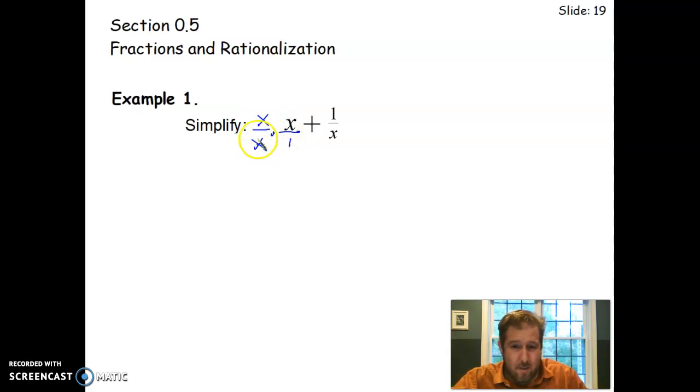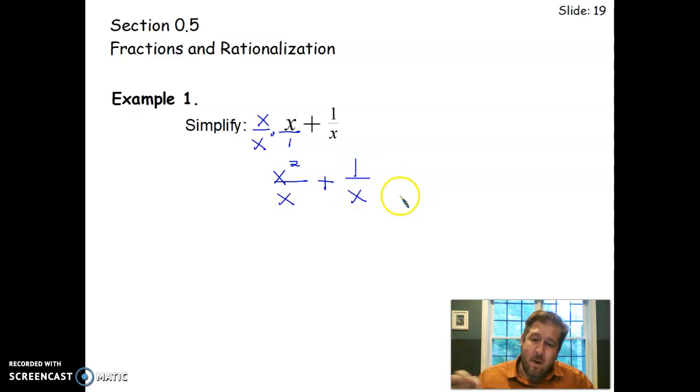And remember, once again, I'm really just multiplying by 1, as long as I multiply top and bottom by x, because x divided by x is 1. So I'm not really changing its value at all. So I'm left with x squared over x. So x times x is x squared. x times 1 is x, plus 1 over x. Now we've got the same denominators. And that was the goal. The goal was to get the same denominator.